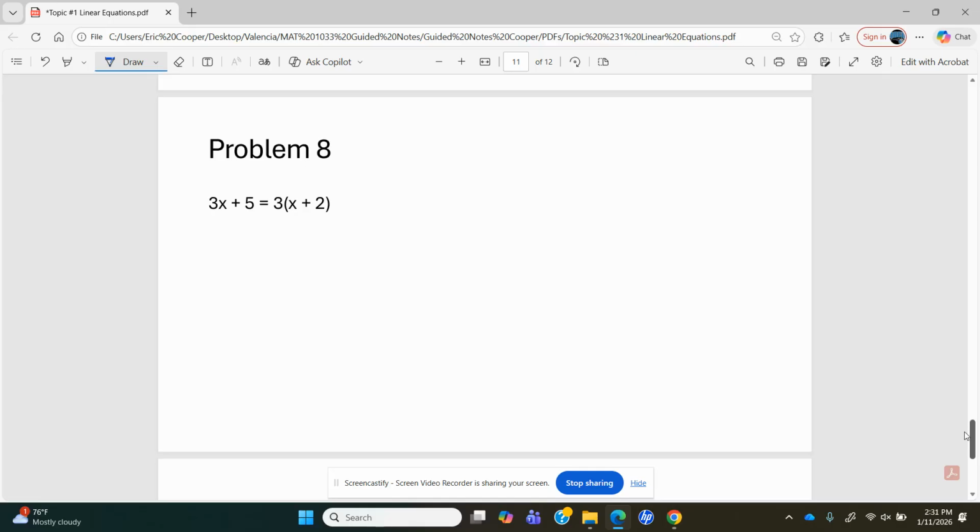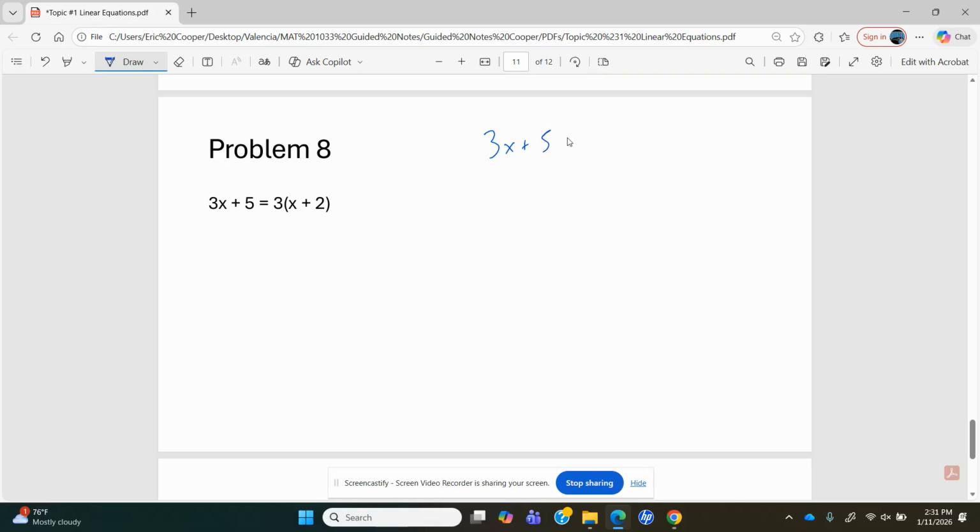Our last two problems have us take a look at different ways that linear equations can end up. So everything we've done before, we've gotten a solution, but not all linear equations are going to have a solution that's as easy as just a number. Let's take this problem for example.